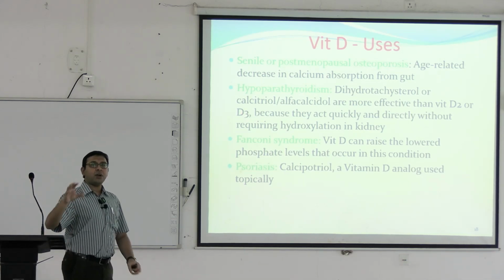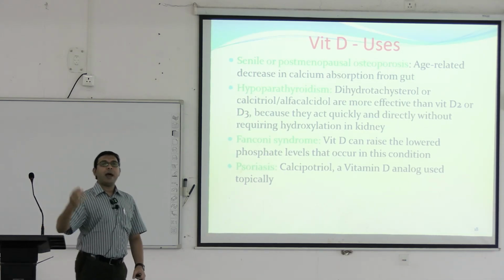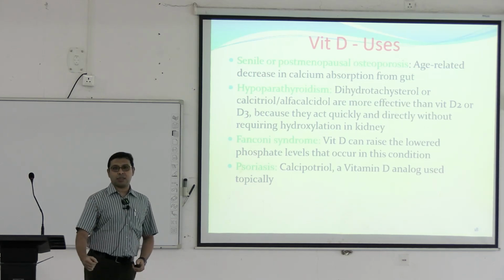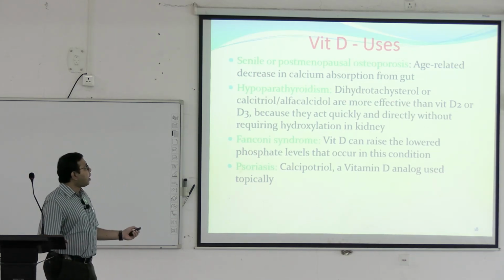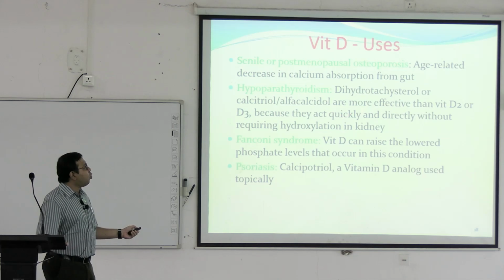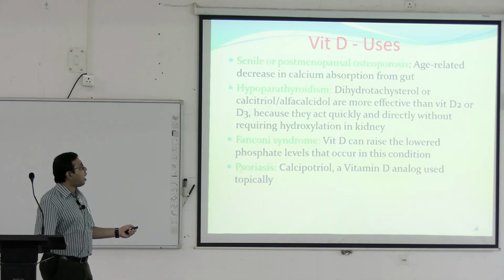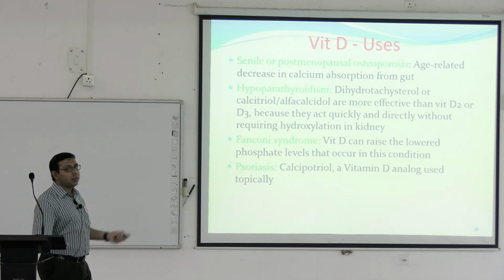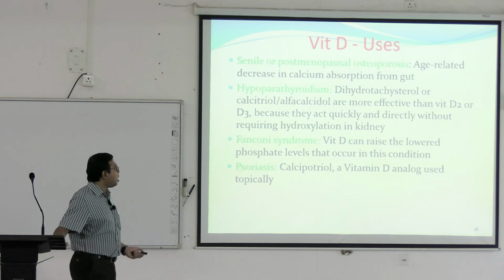Hypoparathyroidism, that is the parathyroid gland. From the parathyroid gland, the parathyroid hormone is released less. Dihydrotachysterol, calcitriol, or alfacalcidol can be given rather than vitamin D2 or D3 because they can act quickly and directly without requiring hydroxylation in the kidney. Basically, this is useful when there is a problem in the kidney.